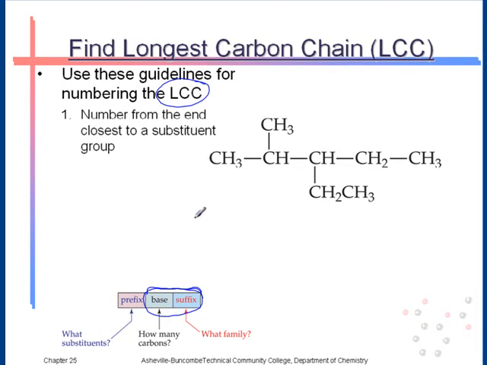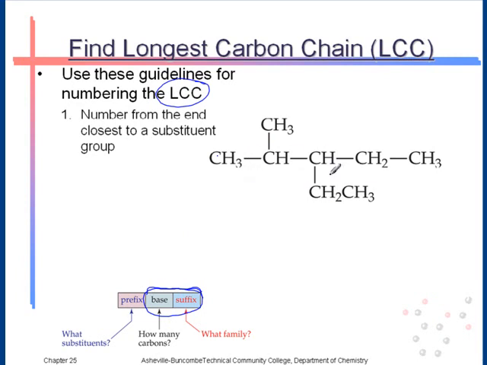So I think on these examples, I've placed the longest carbon chain horizontally on the slide. And in this example, I have 1, 2, 3, 4, 5 carbons for the longest carbon chain. Actually, 1, 2, 3, 4, 5. Notice there's actually 2 longest carbon chains.